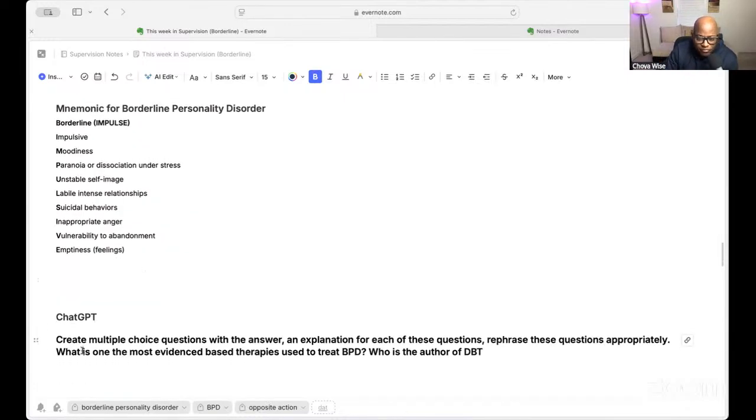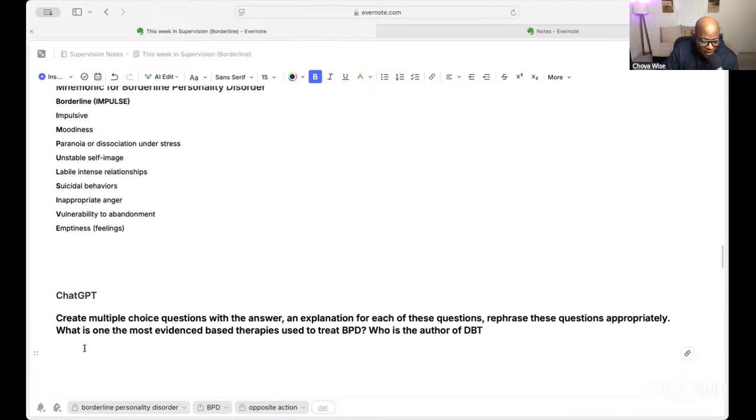Now, I use ChatGPT quite a bit to help me with my information. We got to close in about a minute. You literally can go to ChatGPT and say, look, ChatGPT, create multiple choice questions with the answer and explanation for each of these questions. Rephrase these questions appropriately. Let me see if I can find that to share with you all. I'm gonna show you what ChatGPT did for me, y'all, because it helps me out. This is my secretary.